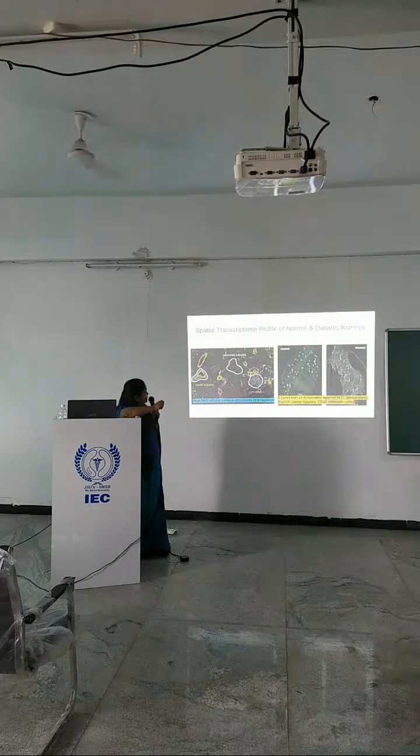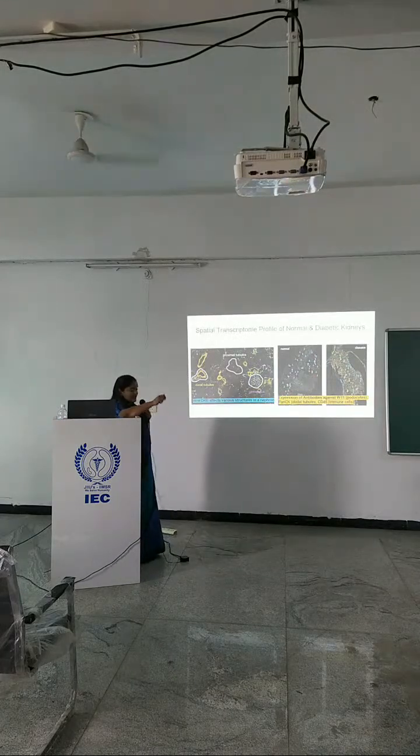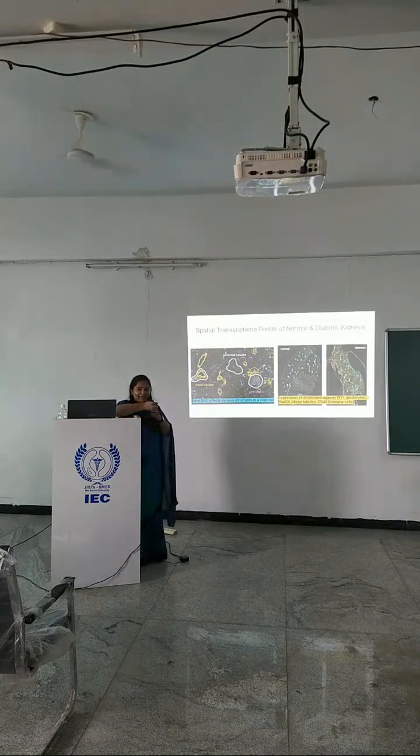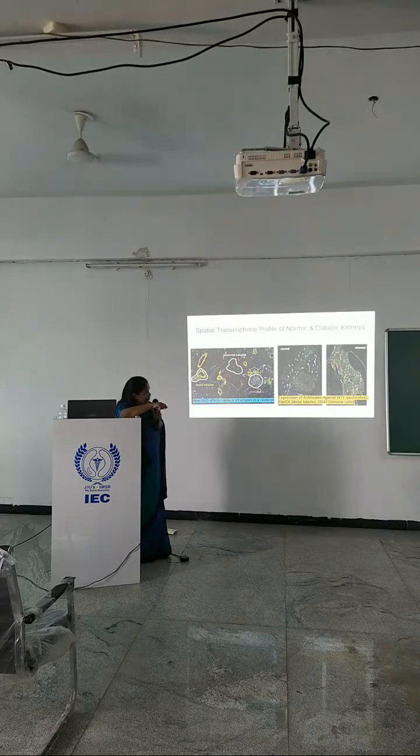Now, in a spatial transcriptome profile of normal and diabetic kidneys, what they did is they took a sample of this kidney, they put the tissue in the wells, just like we have in ELISA, and then they attached a fluorescent antibody to it. The area that lighted up showed that podocytes are present, pan-CK is present, and whether CD45 is present or not.